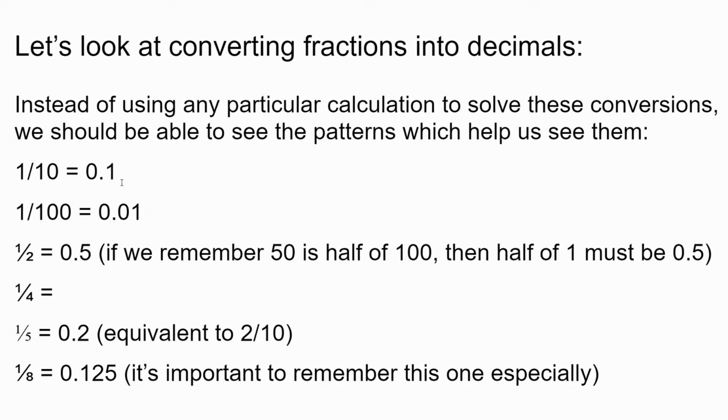Now, the way I try to visualize it is if I consider the whole one as potentially being 100, then I can use that to help answer the rest. So 1/2 is 0.5 because 50 is half of 100, so half of 1 must be 0.5. It also means that I divide 100 by 2 to get that fraction.